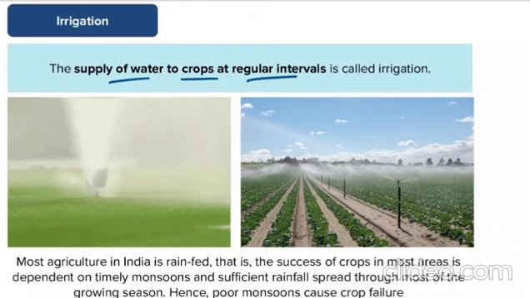In India, we are blessed with a good monsoon yearly, correct? So that is why, mostly irrigation is done by the rain only. The success of crops in most areas depends on monsoons. So whenever the monsoon is not there, it results in crop failure in India.